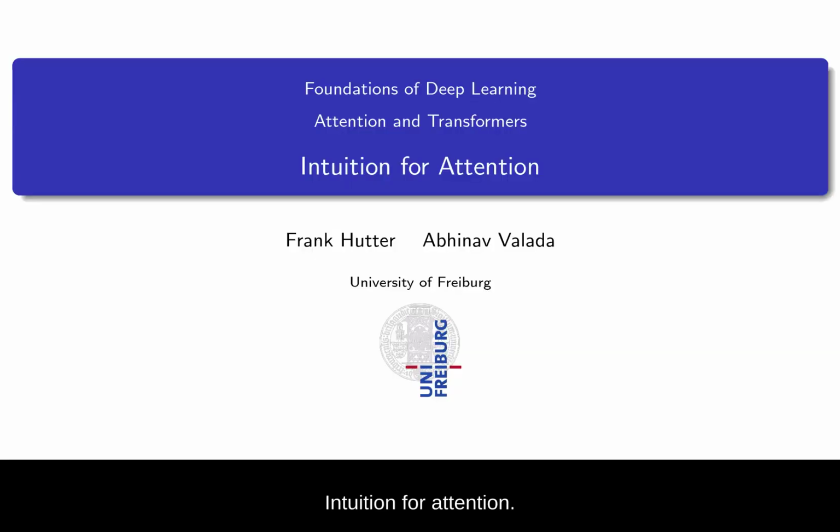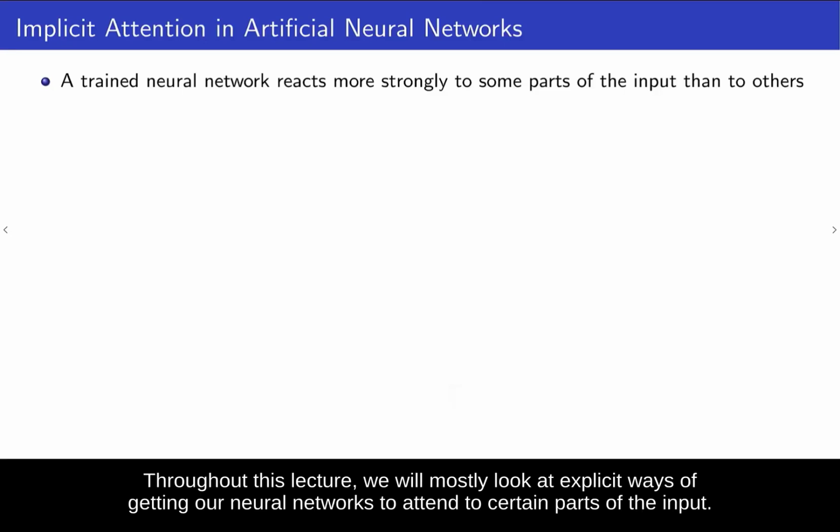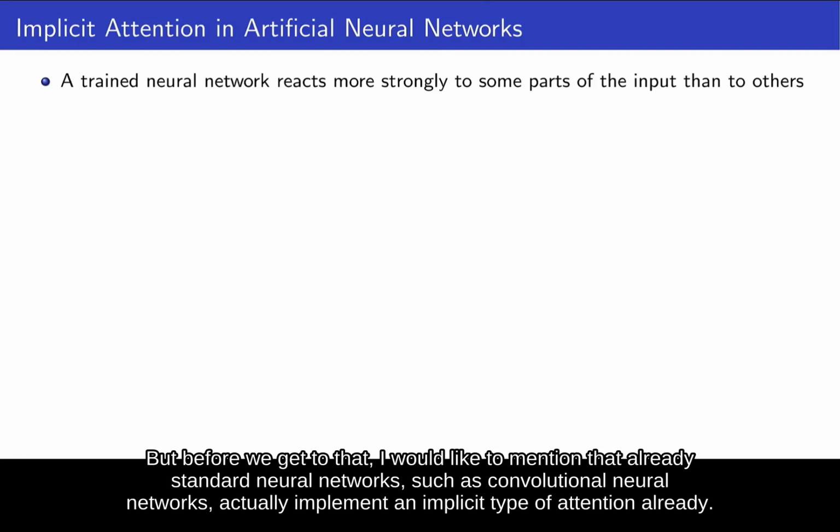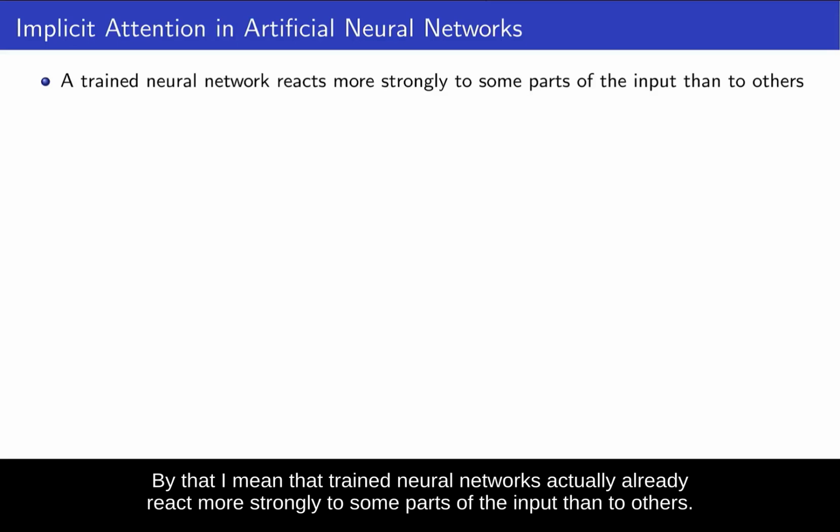Intuition for attention. Throughout this lecture, we will mostly look at explicit ways of getting our neural networks to attend to certain parts of the input. But before we get to that, I would like to mention that standard neural networks, such as convolutional neural networks, actually already implement an implicit type of attention. By that I mean that trained neural networks already react more strongly to some parts of the input than to others.